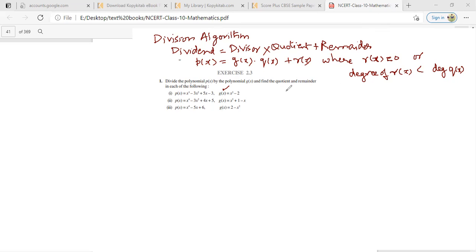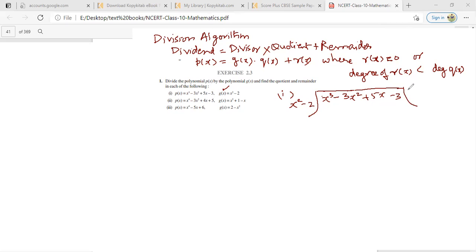So we are going to divide. Okay, I will show you the division. Question number 1. Here we have to divide. We have done these types of questions in class 9 also. So we have to divide x cube minus 3x square plus 5x minus 3, and it is divided by x square minus 2.